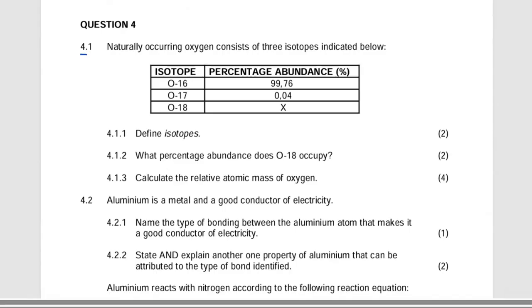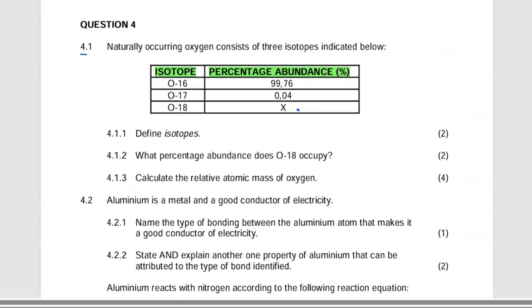Then now moving on to the next question, which is question 4.1: naturally occurring oxygen consists of 3 isotopes indicated below. So now we need to know what an isotope is for us to be able to answer these questions. We're given the isotopes and the percentage abundance, how much of it occurs naturally. So we have isotopes of oxygen: oxygen 16, 17, as well as oxygen 18. And the other percentage is not given, it's given as a value of X.